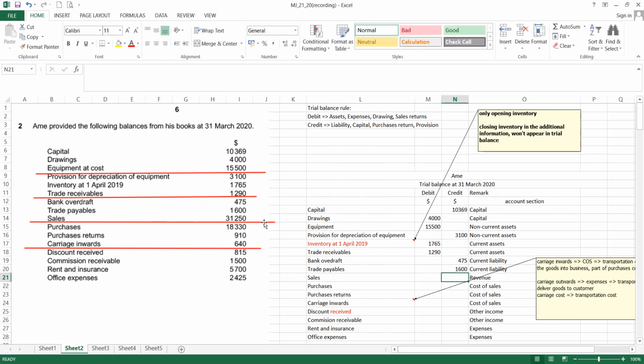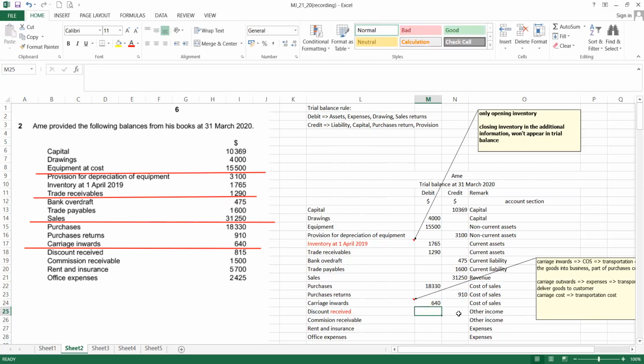Sales is revenue, credit. Next is purchases, here, 18330. Purchases return to reduce the purchases amount is opposite. So 910. Carriage inward is part of the purchase cost. That means it's in the debit side.